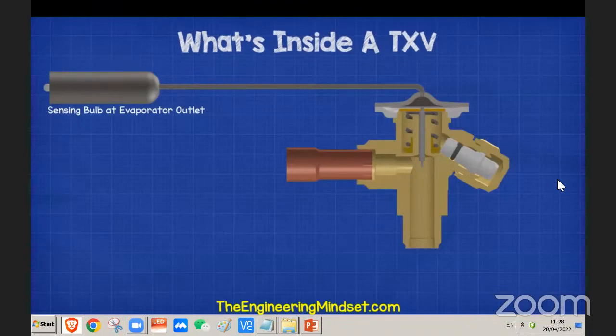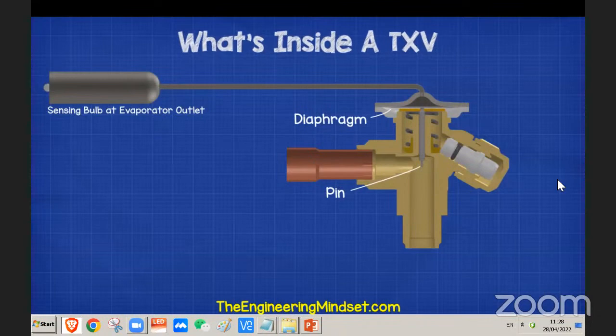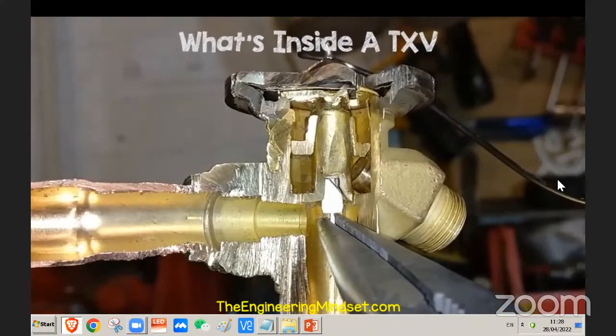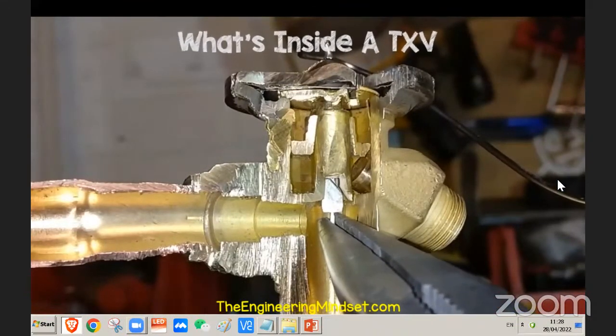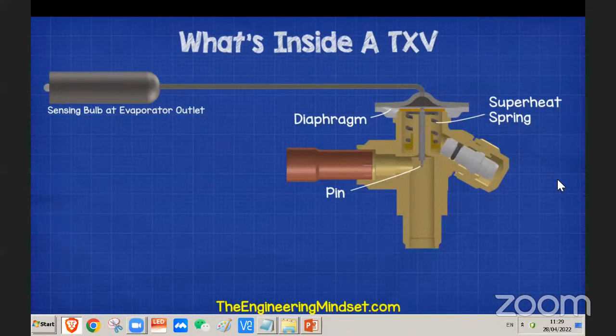So what's causing the change in pressure, temperature, phase and also controlling the flow of refrigerant? Well, we can see this small pin here. This is connected to the diaphragm up in the power head. The diaphragm is a thin sheet of flexible metal. As the diaphragm moves up and down, it causes the pin to move up and down also. Underneath the diaphragm, we have a spring which is pushing up against the diaphragm. We can use this to adjust the superheat, and we'll look at that a bit later in this video.